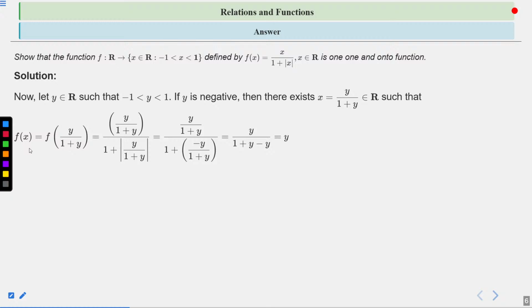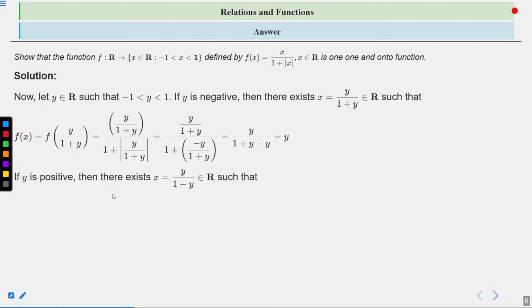So let us take f(x), f of x is y upon 1 plus y. So f(x) can be written as f of y upon 1 plus y, which is equal to y upon 1 plus y over 1 minus y upon 1 plus y, right? Got it? And after solving this, we will get y upon 1 plus y minus y. So it will cancel out and we will get f(x) is equal to y. Now let us check for positive y, right?